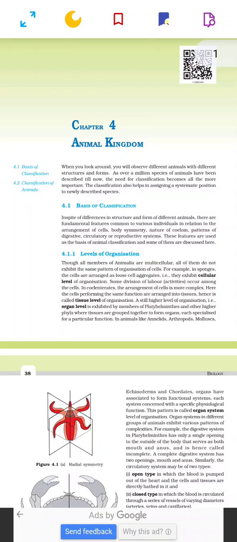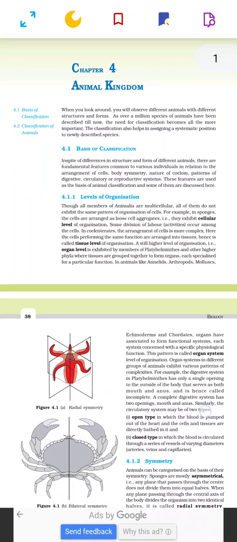In animals like Annelida, Arthropoda, Mollusca, Echinoderms, and Chordates, organs have associated to form fundamental functional systems, each system concerned with a specific physiological function. This pattern is called organ system level of organization. Organ systems in different groups of animals exhibit various patterns of complexity.